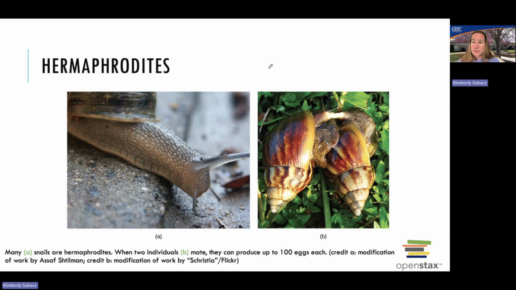Hermaphrodites. These are animals that are going to have both parts. They're going to have the ability to produce sperm, and they're going to have the ability to produce eggs in the same body. Not to say that they will self-fertilize. They often still undergo sexual reproduction, and that is what they will do, but they have the ability to produce both eggs and sperm.